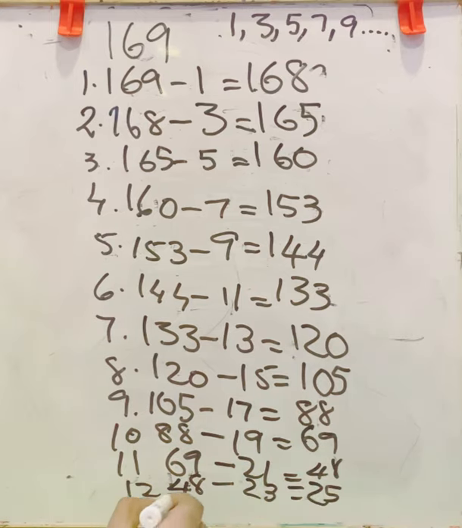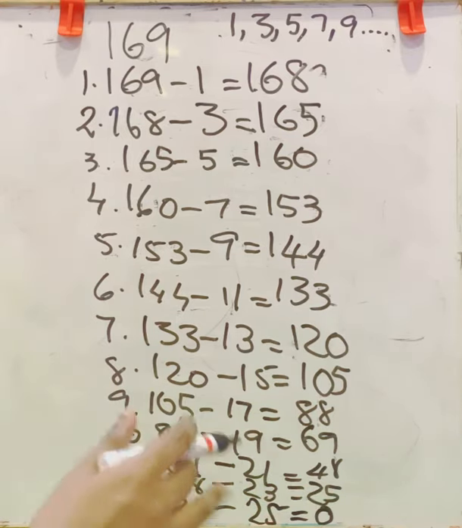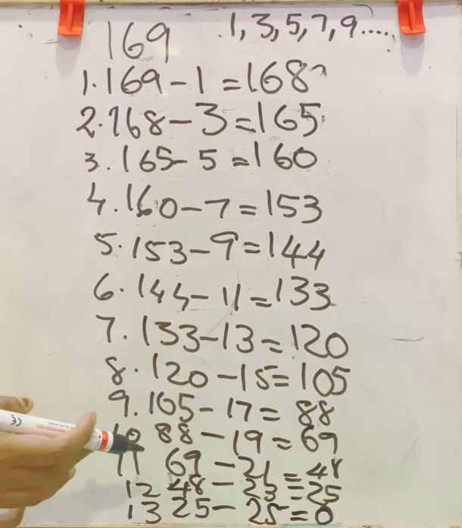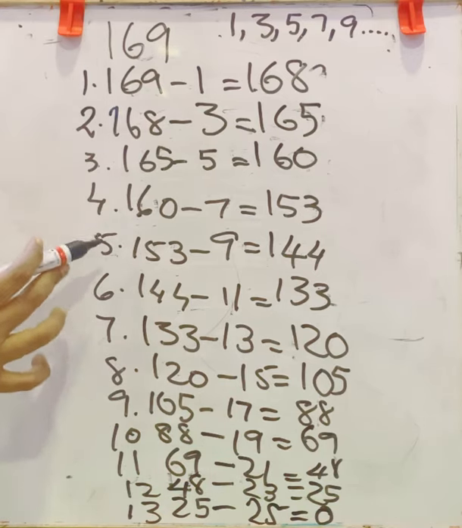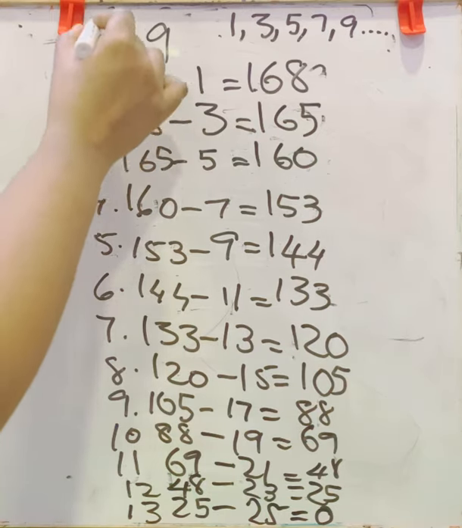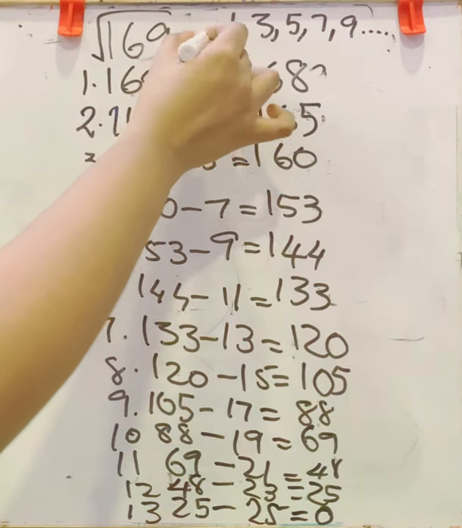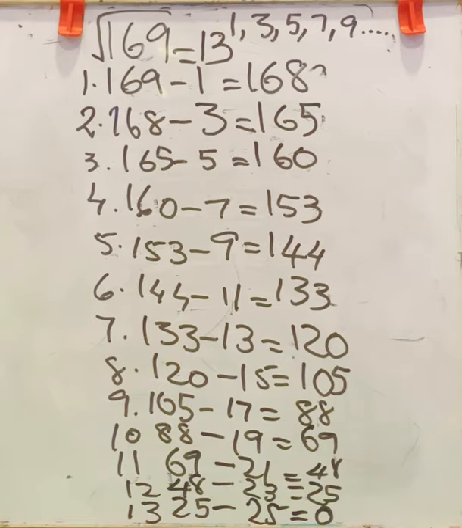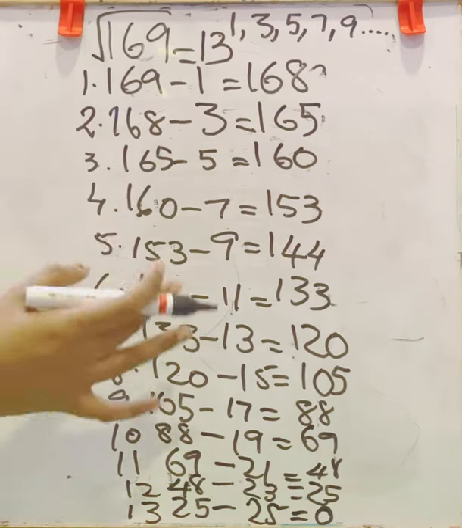13th step, 25 minus 25, since after 23 the odd number is 25. 25 minus 25 is 0. You got 0 as the difference. Stop there. Now count how many steps you took. 1, 2, 3, 4, 5, 6, 7, 8, 9, 10, 11, 12, 13. So the square root of 169 is 13. This is how we get the square root using the repeated subtraction method.